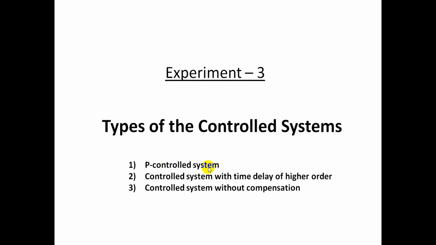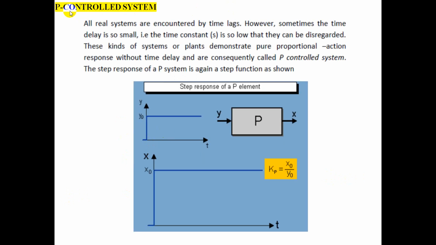The first one is about the P control system. The second one is about the control system with time delay of higher order, and the third one is the control system without compensation. So let's start with the first part, which is about the P control system.